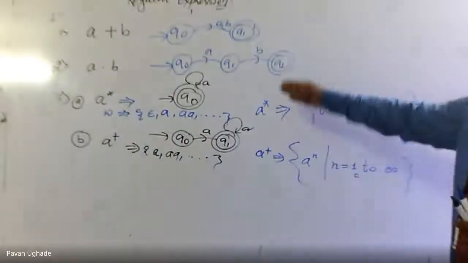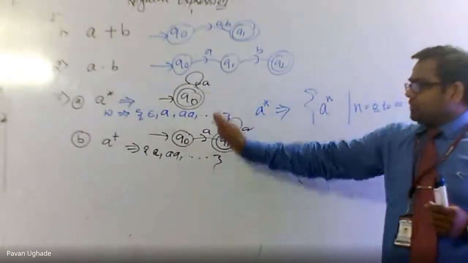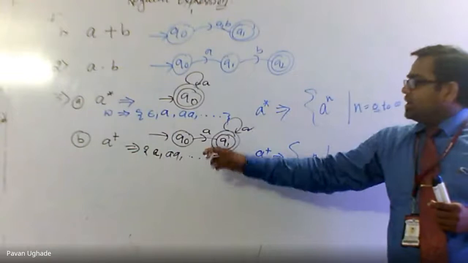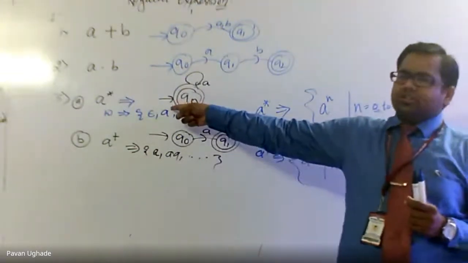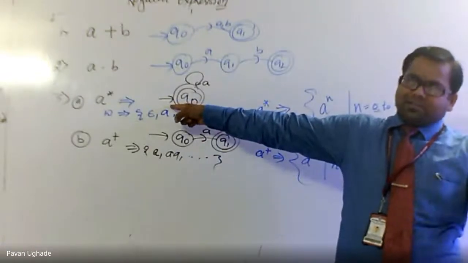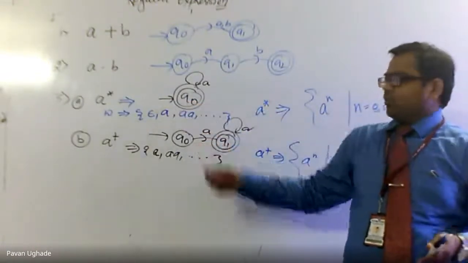This is how it differs: A star closure or A positive. Here, 1A minimum should be there. Here it is not required. Epsilon will be accepted here, epsilon will not be accepted there.